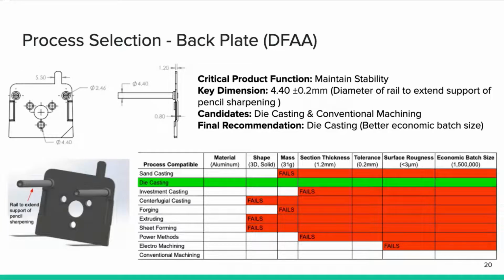Here is the process selection for the backplate for the design for automated assembly. The critical product function is to maintain stability with the key dimension of 4.4 millimeters, which is the diameter of the rail to extend support of the pencil sharpening and is highlighted in the picture below. Based on the part specifications and features shown in the process selection chart, die casting is recommended over conventional machining due to its better economic batch size.